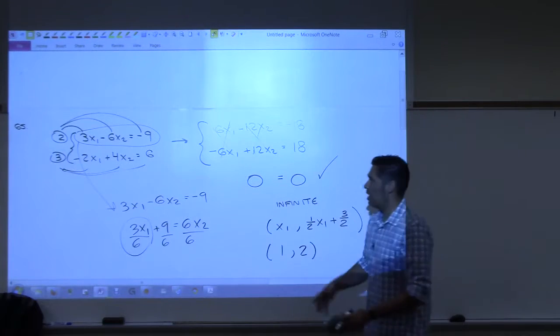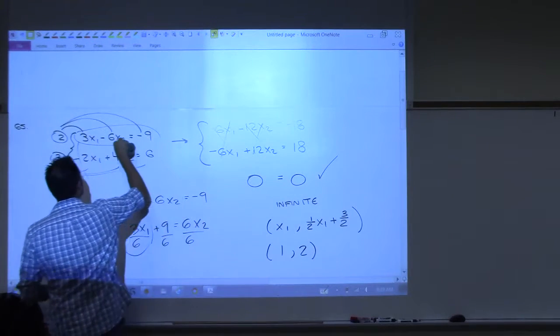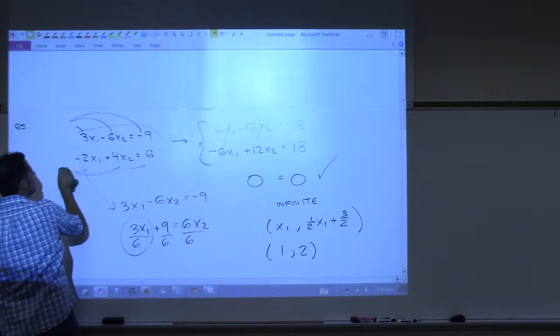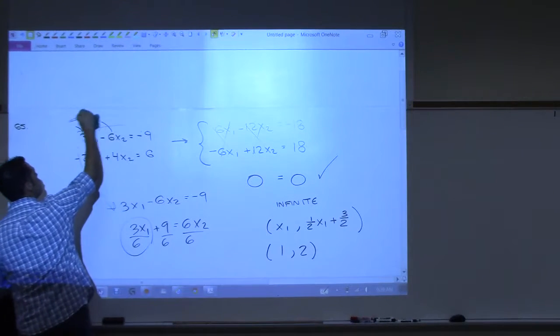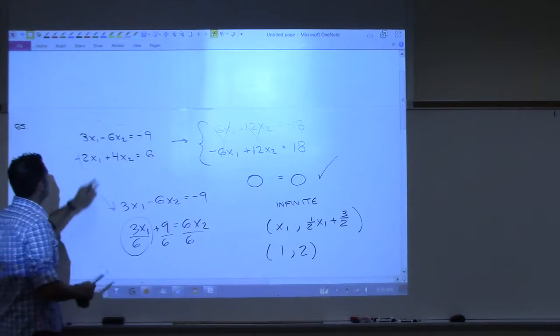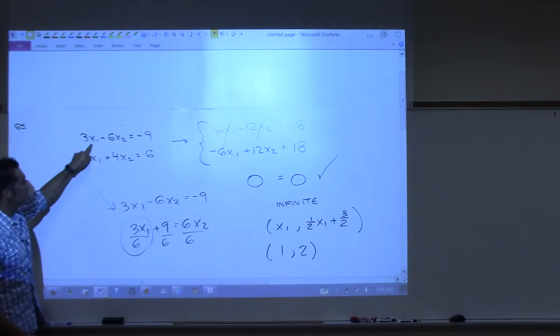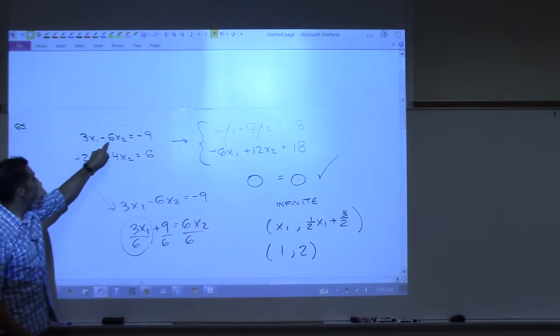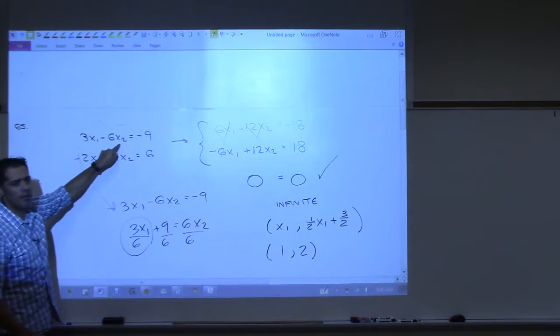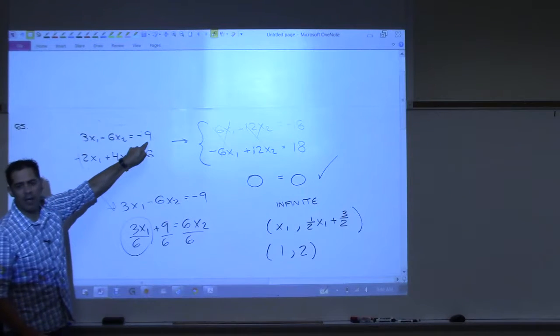So let's just check it real quick. I've got a bunch of junk up here, but let's just check it. I'm going to go back to these original systems. Just want to check that 1, 2 is going to work. If I plug in 1 here and 2 here, what happens? 1 here, I get 3. 2 here, I get 12. 3 minus 12, negative 9.